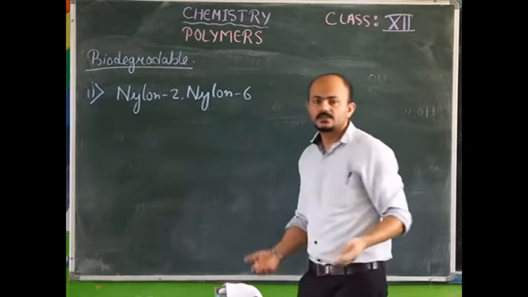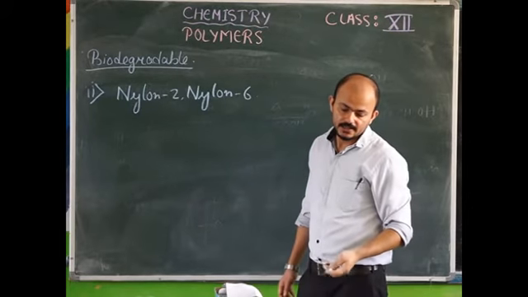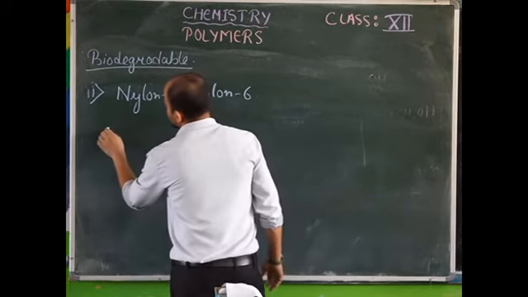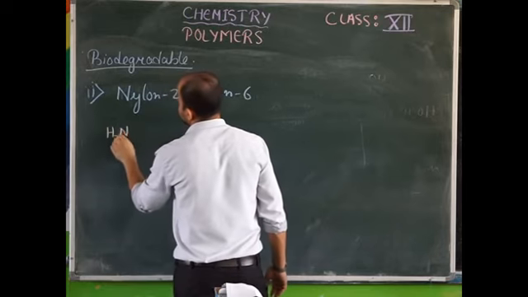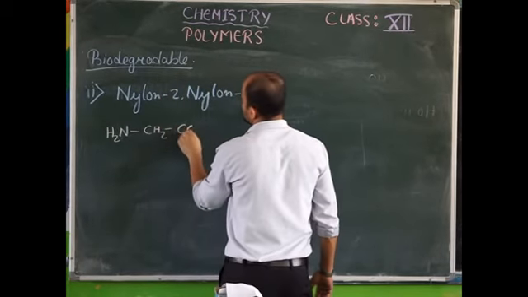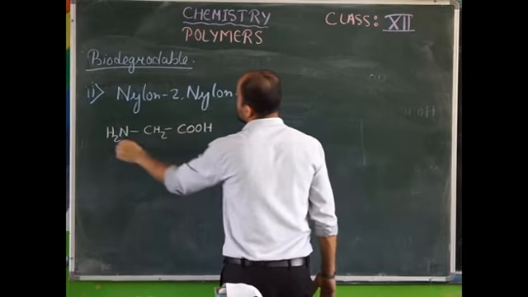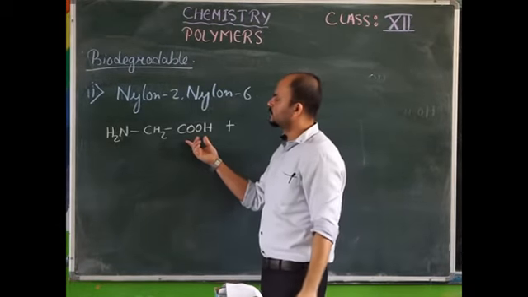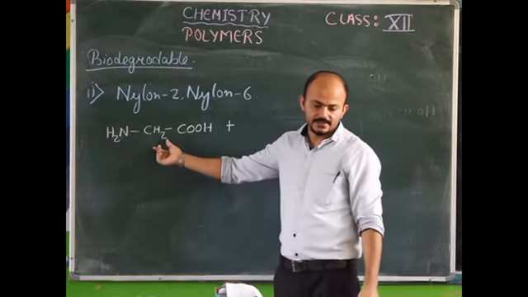We have already studied amino acids. There we know the formula of glycine. It is NH2, CH2, COOH. It has both an amino group and a carboxylic acid group. So this is the structure of glycine.